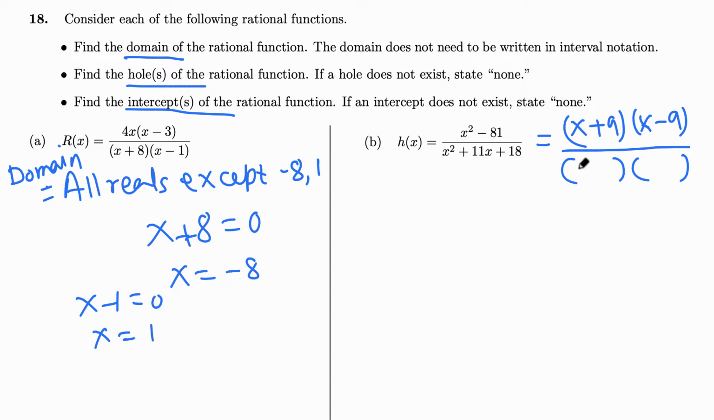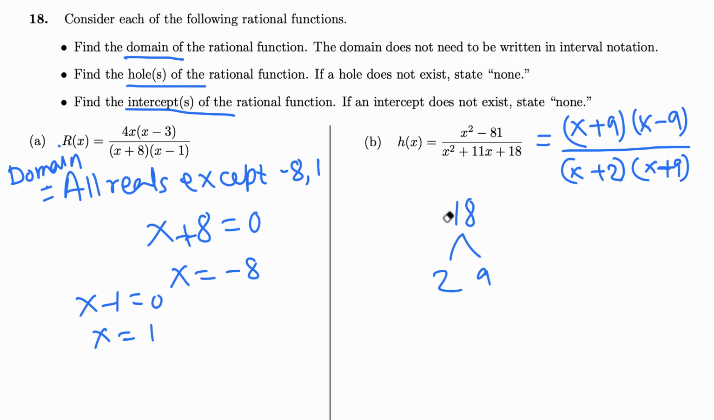So x squared, that's the x times x. Now 18, we need to find two factors whose sum is 11, all positive, so it's going to be all plus. 18, 2 times 9 is 18, 2 plus 9 is 11, so 2 and 9.